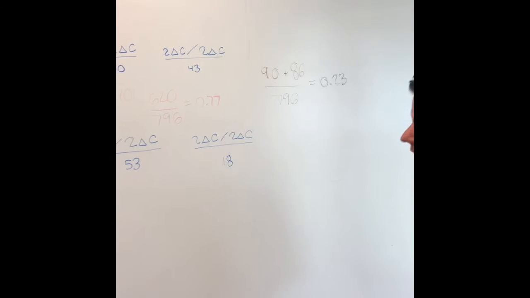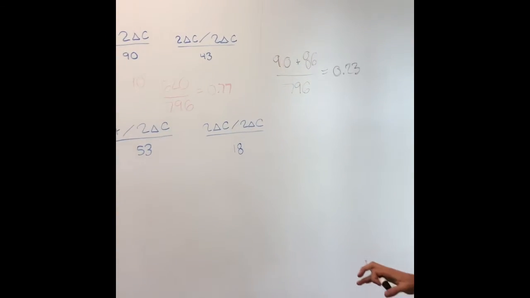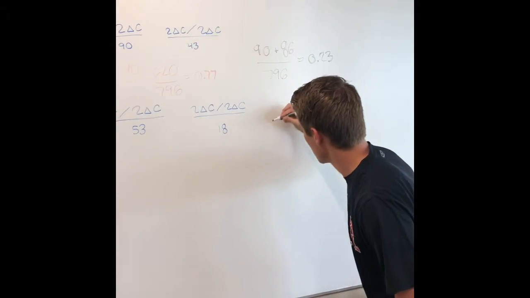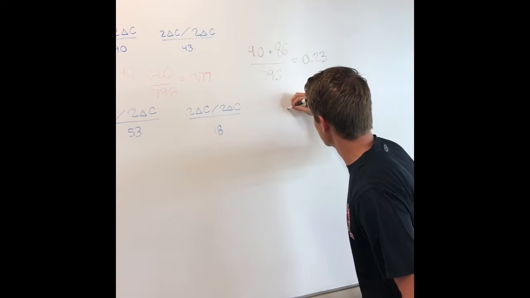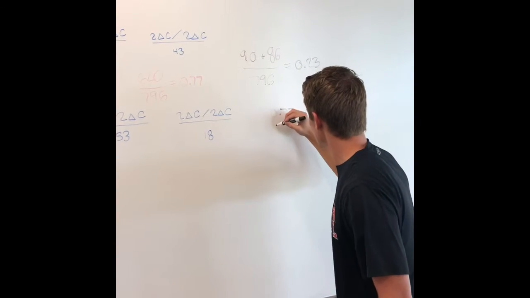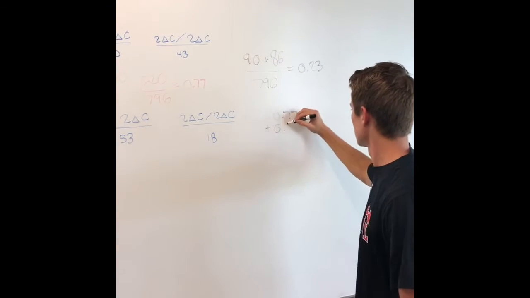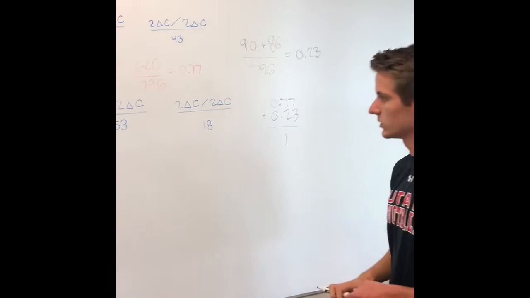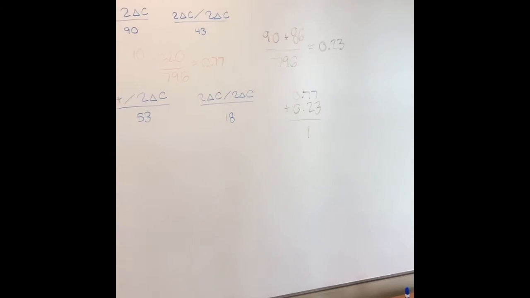Now, the way we can check if we're doing this correctly or not is our 0.77 plus our 0.23 we know has to equal 1. So we're going to just check that real fast. So it does equal 1, so we know we're doing it correctly. Just pause it real fast.